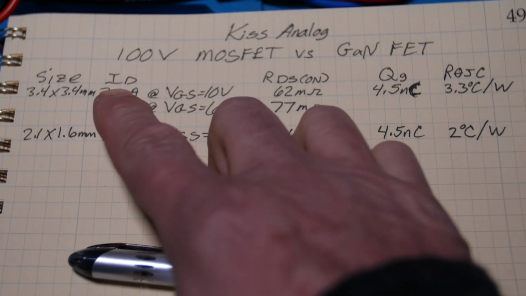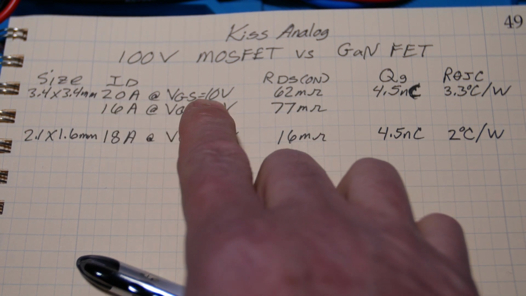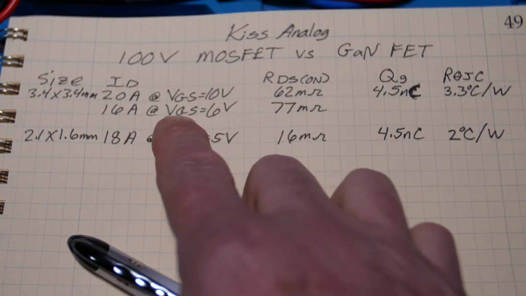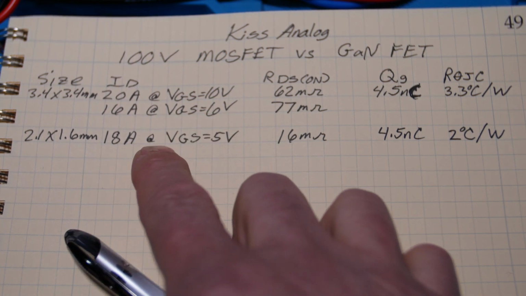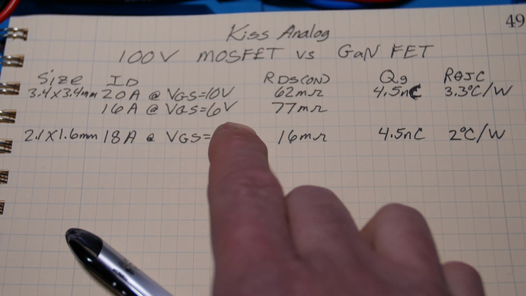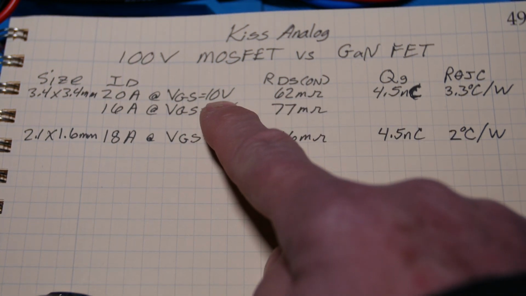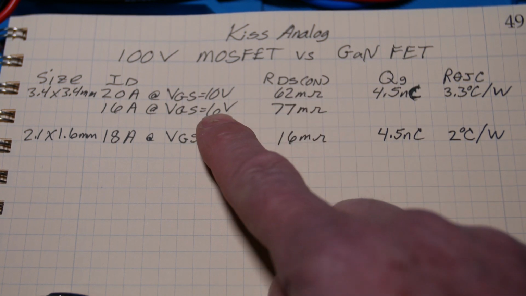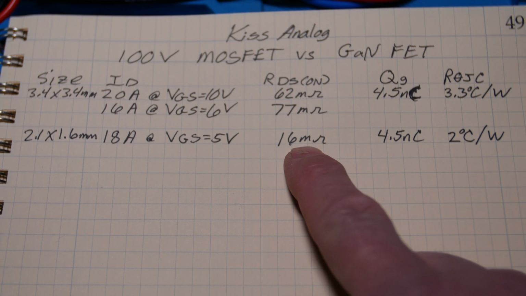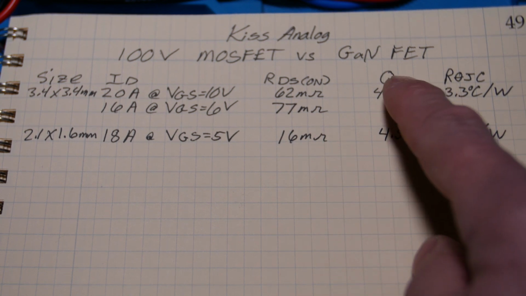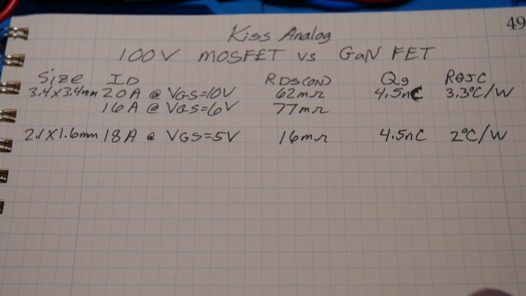Okay, so this guy, the Mosfet, is rated at 20 amps if you have a gate source of 10 volts, 16 amps with gate source of 6 volts. The GaN is 18 amps at a gate source of 5 volts, so it takes less voltage. RDS(on), at 10 volts, you get 62 milliohms. At 6 volts, 77. And the GaN is 16 milliohms. The gate charge is the same, 4.5 nanocoulombs for both.